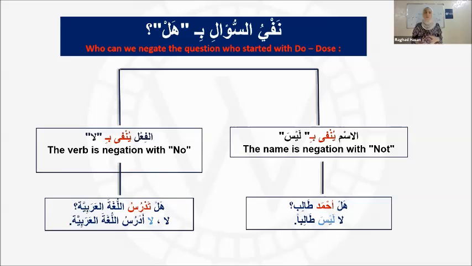Okay, what about a verb? The verb is negated with just لا. So you will put a double لا, double no. هل تدرس اللغة العربية؟ لا, لا أدرس اللغة العربية. So first لا and second لا. Okay, so هل تدرسون اللغة العربية؟ Guys, did you study the Arabic language? With نعم or لا?